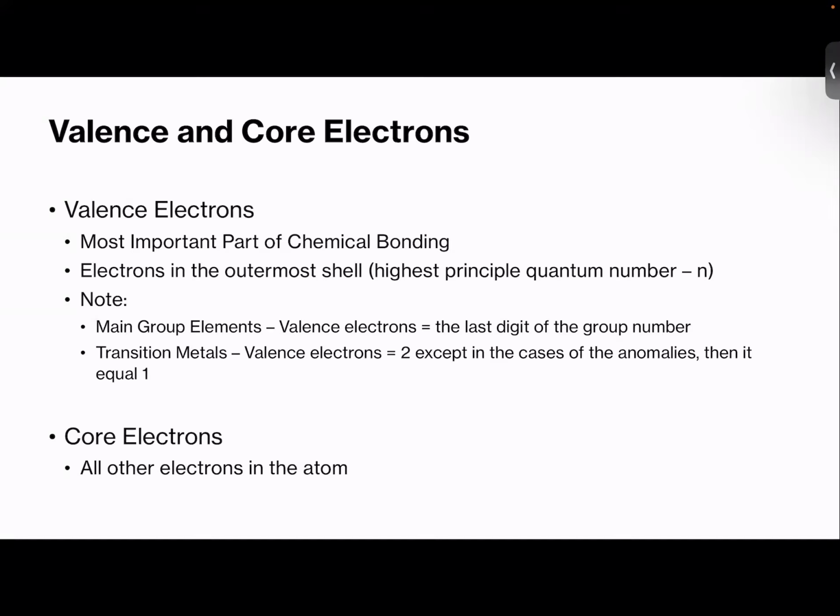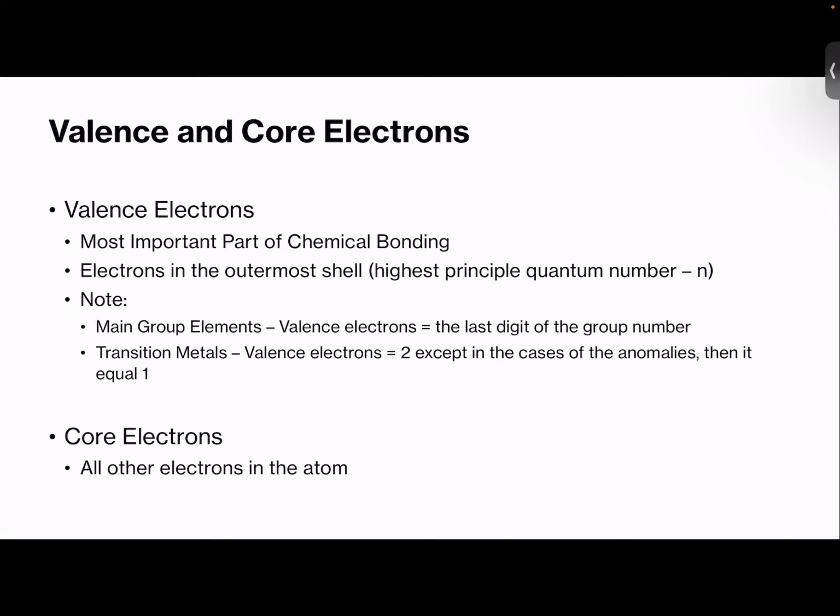Now, the next two lines give you an easy way to determine the number of valence electrons. For the main group elements, just look at the last digit of its group number. I gave you lithium, sodium, and potassium. They all had one valence electron. They're in group 1. The last digit is a 1. For fluorine and bromine, I said they had 7 valence electrons. They're in group 17. The last digit is a 7. They have 7 valence electrons.